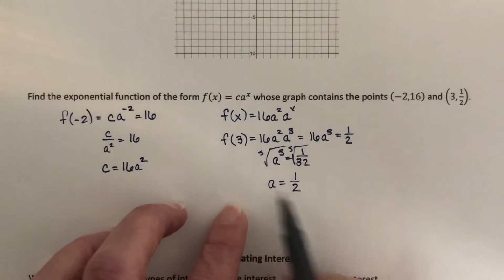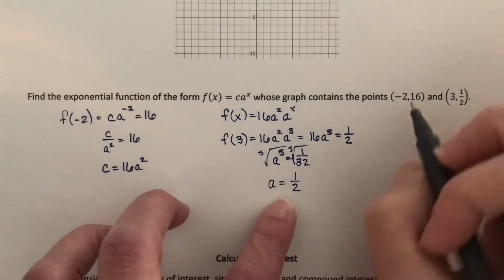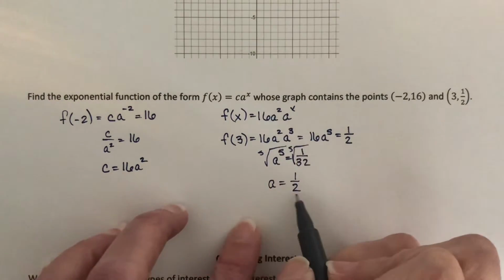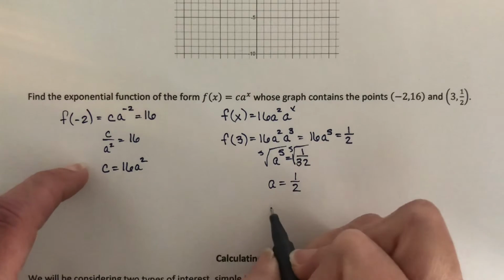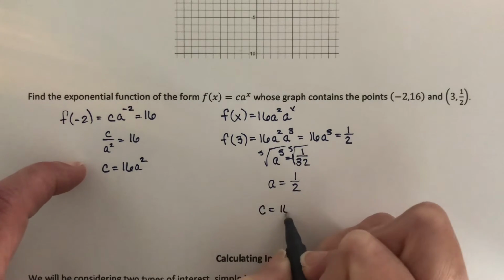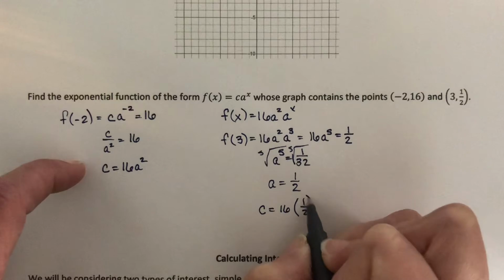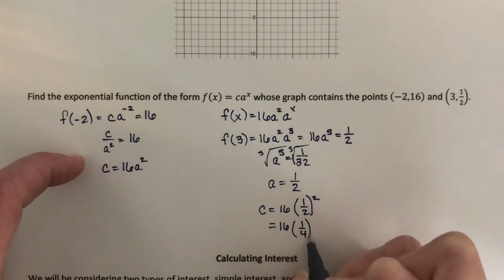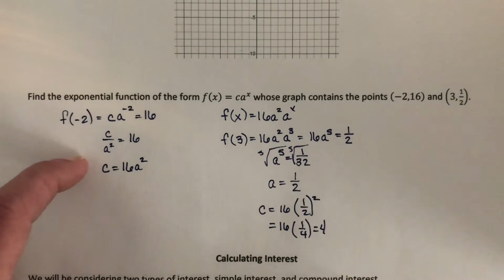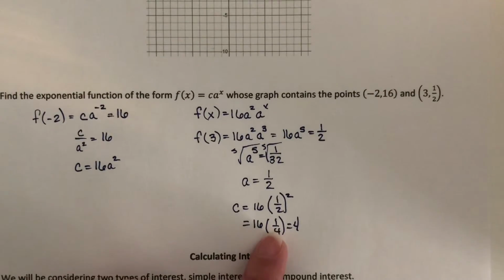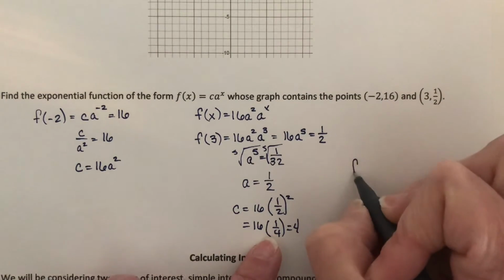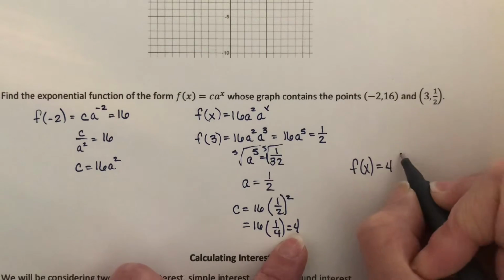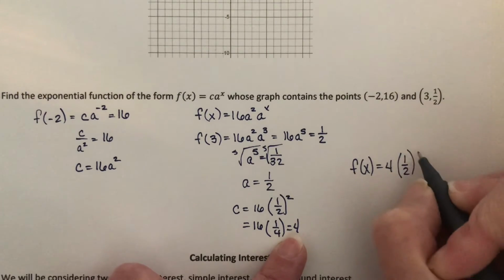So I have a good number value for a, and I can replace that a with 1/2. I still need a number value for this c. So now take this and plug it in here. c is equal to 16 times 1/2 squared. So this is 16 times 1/4, which is 4. The equation we're looking for, or the function all simplified, is f of x is equal to 4 times 1/2 to the x.